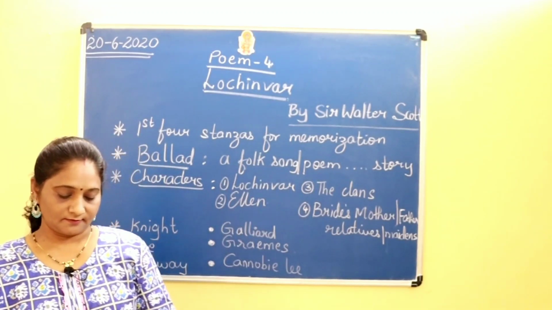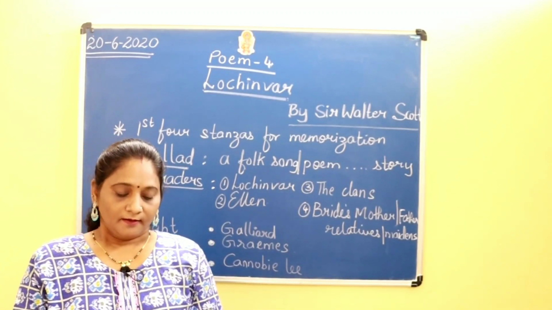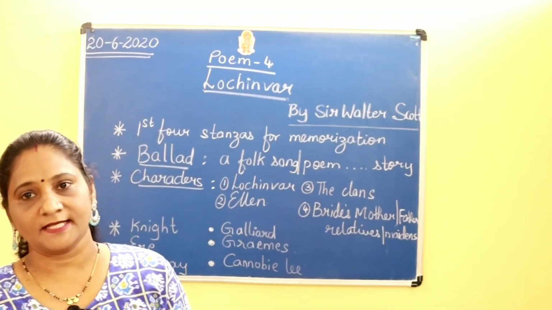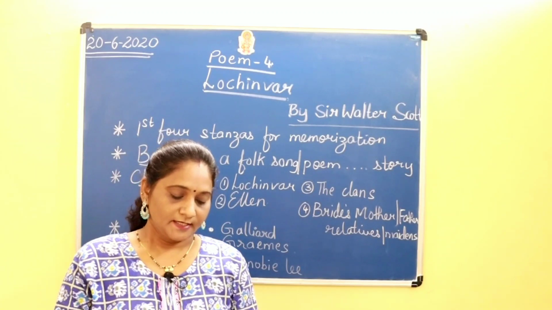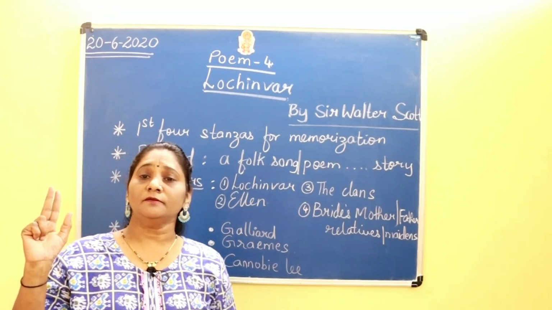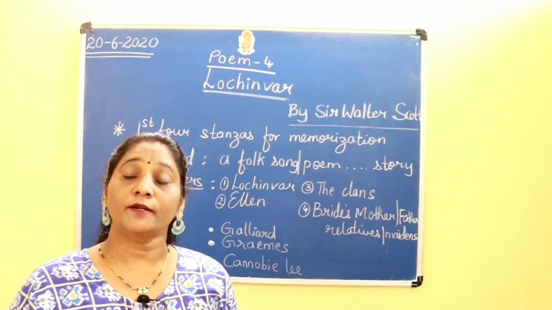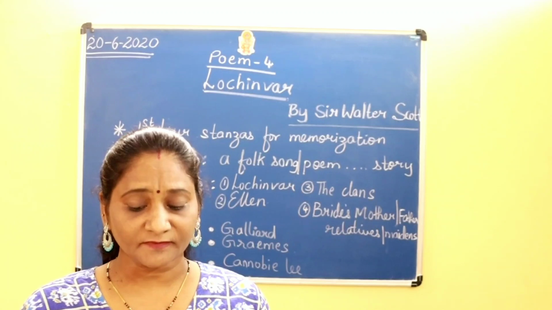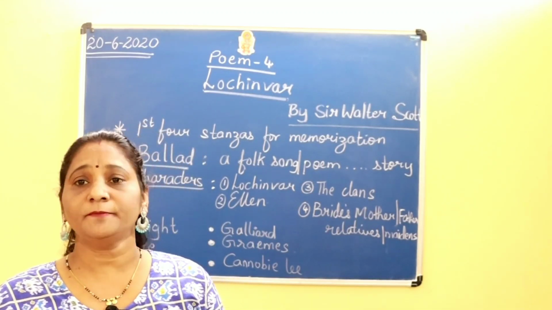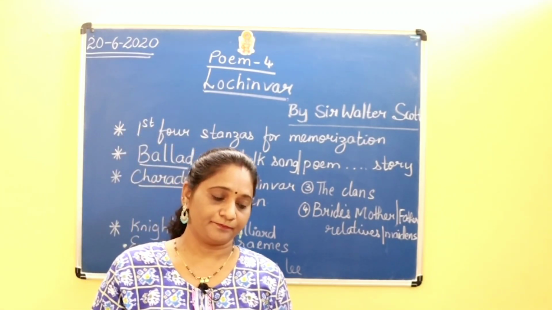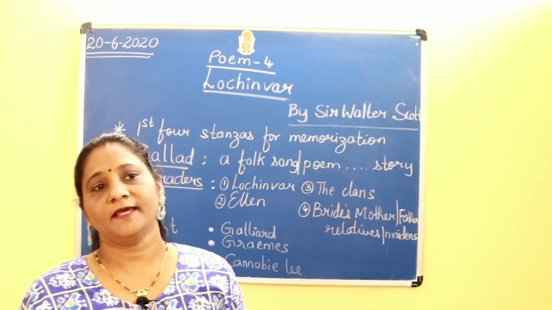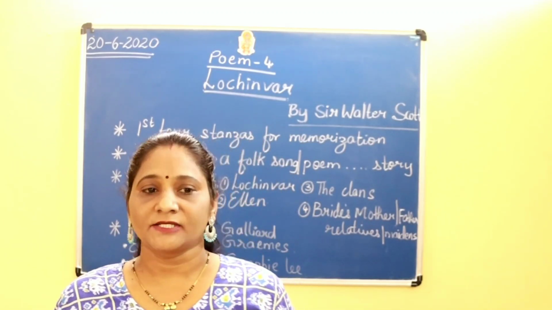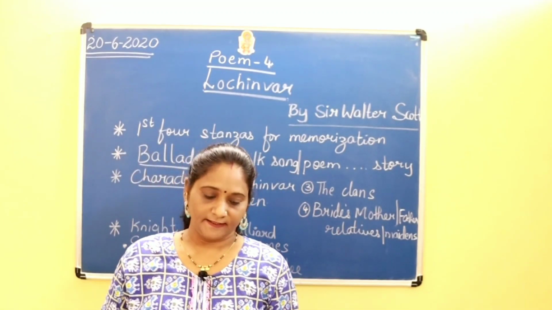Lochinvar further tells Ellen's father that he came there with his lost love only to drink a cup of wine and take part in the bridal dance. He tells that there are beautiful maidens in Scotland who are more lovely and willing to be his bride. They are willing to marry him. So he says that he has come there not with the intention of war, but only to have a cup of wine and to dance at the party.